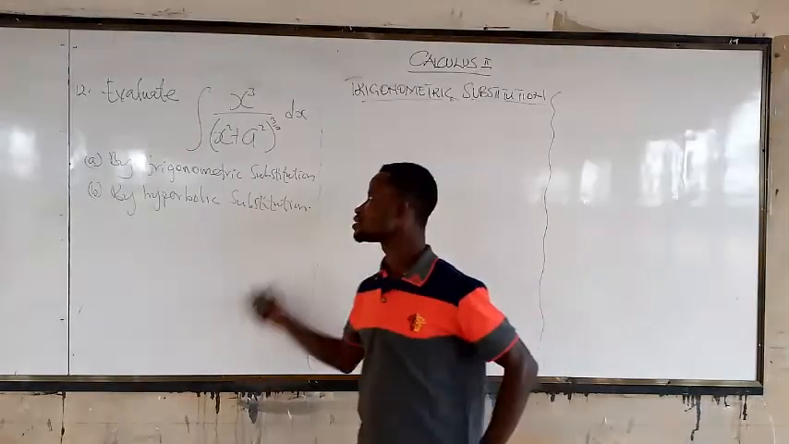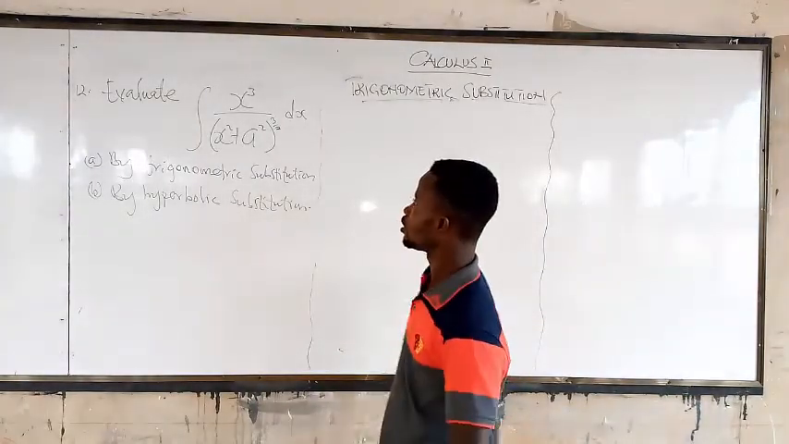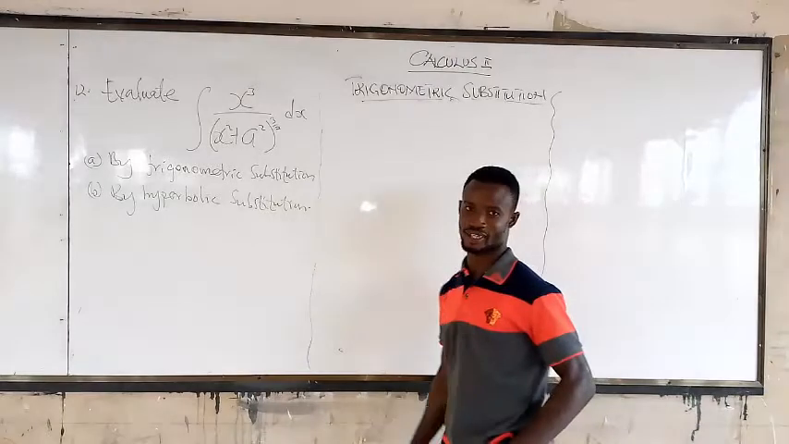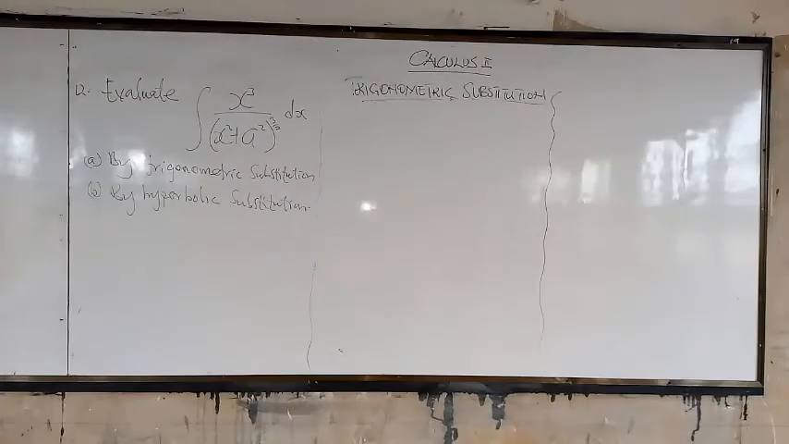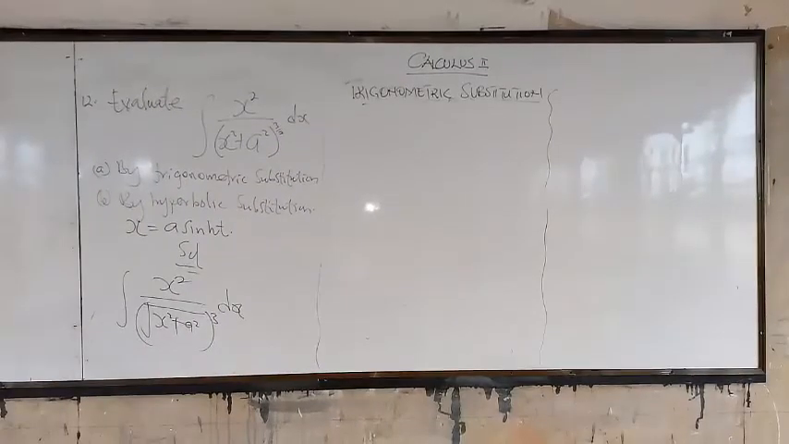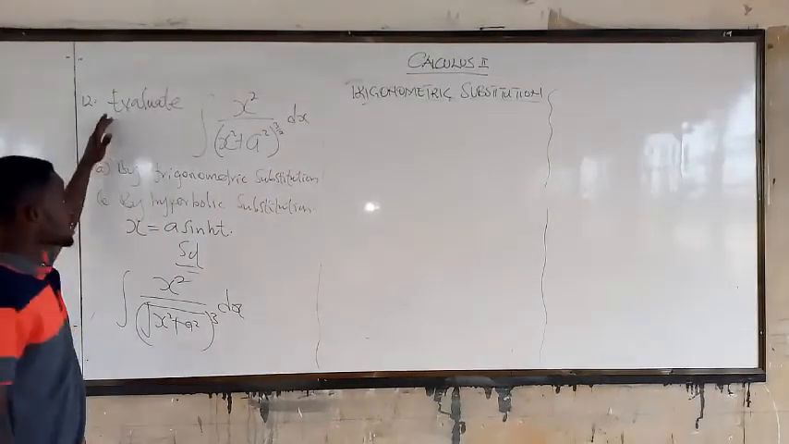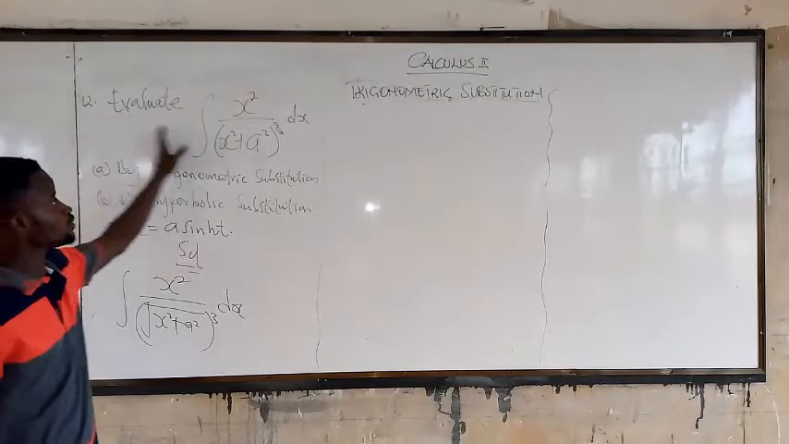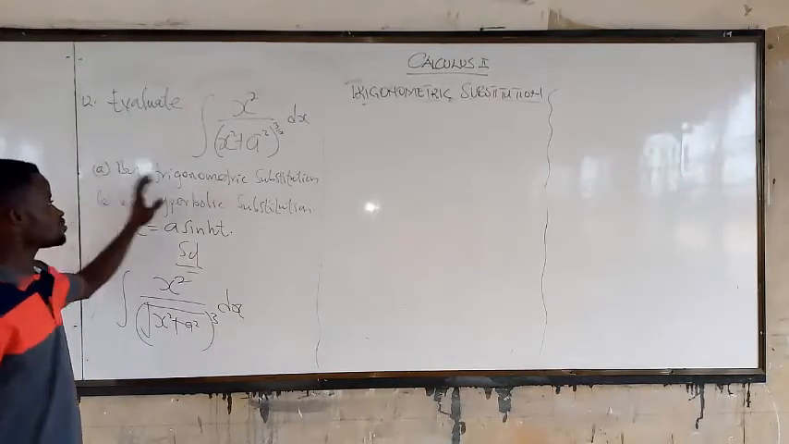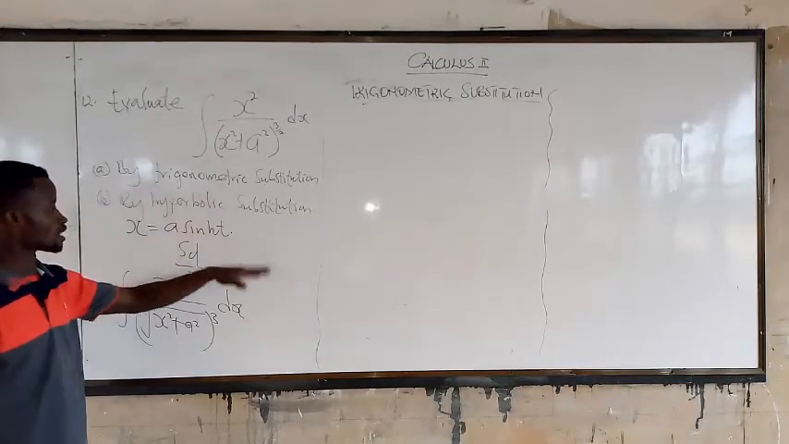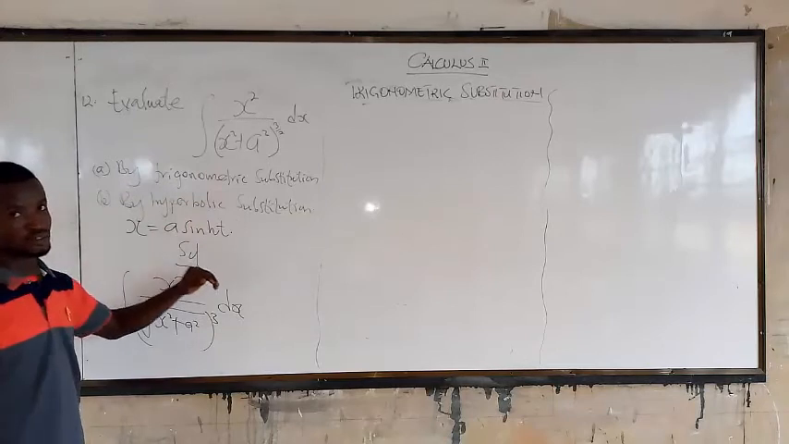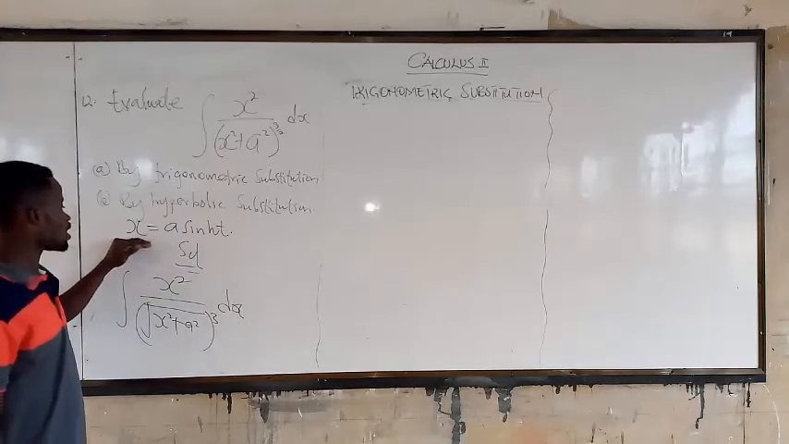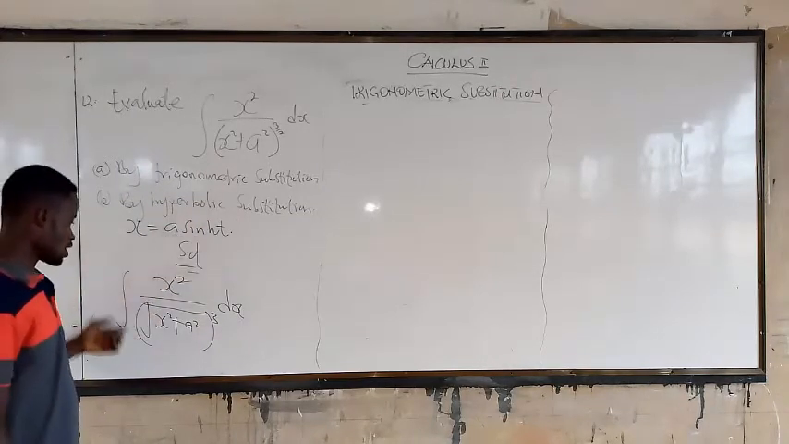Alright, so that is question 11 for you. Sorry, question 12. Our last question, question 12: we have to evaluate this, by trig substitution and by hyperbolic substitution. By the hyperbolic, we should set our s to be equal to this and go our way.